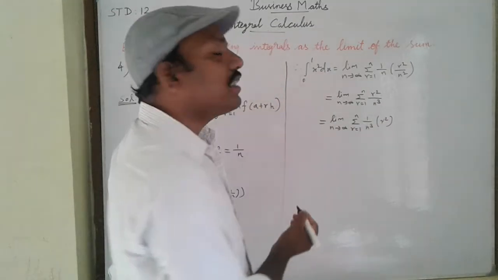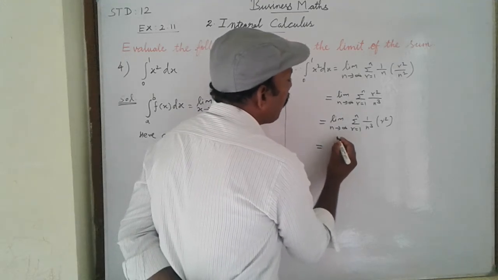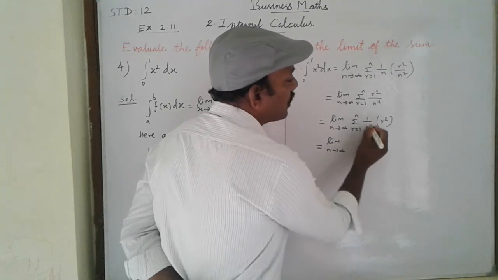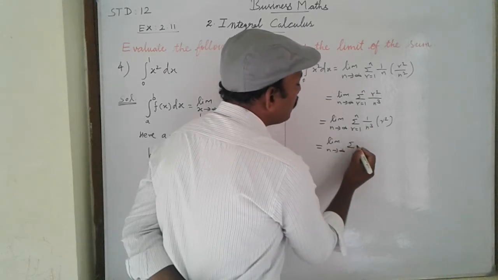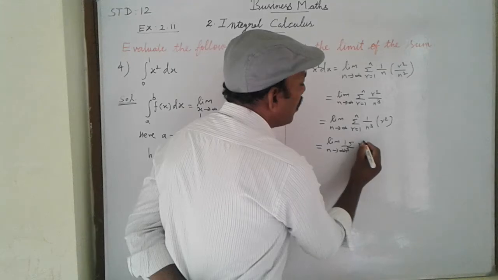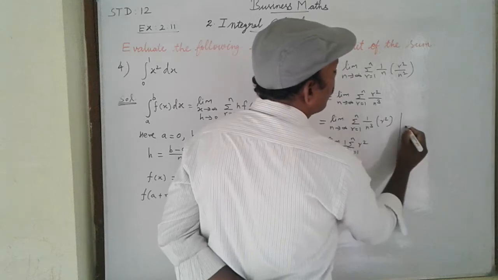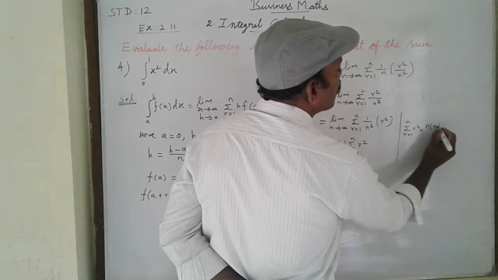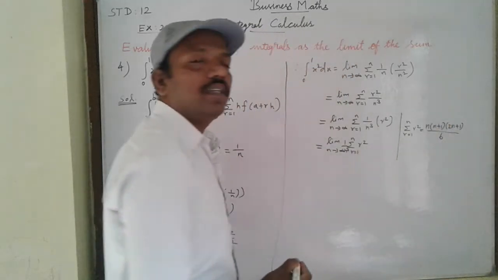Here 1 divided by n cube is a constant, take it out. Limit as n tends to infinity, not a constant, it's also a variable. It's a constant with respect to the sum, take out 1 divided by n cube, sigma r square, sigma r equal to 1 to n r square. One of the formulas is sigma r equal to 1 to n r square equal to n into n plus 1 into 2n plus 1 divided by 6. That is the formula.